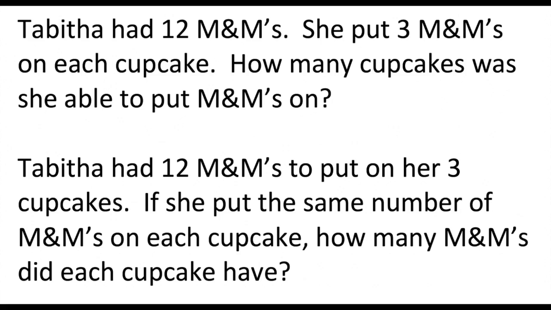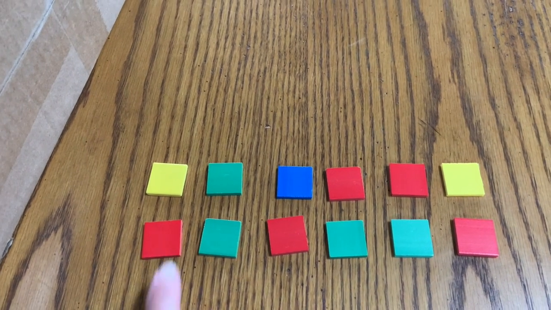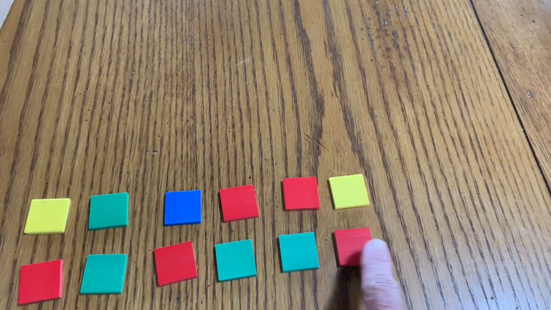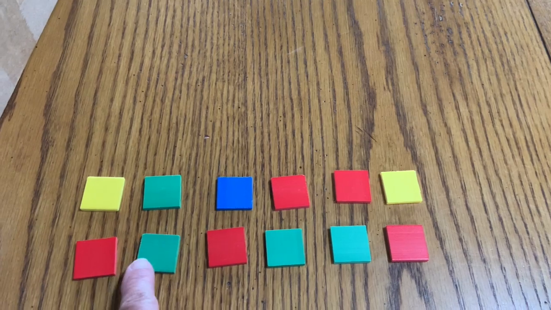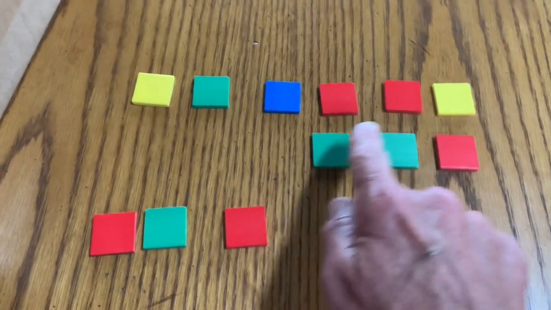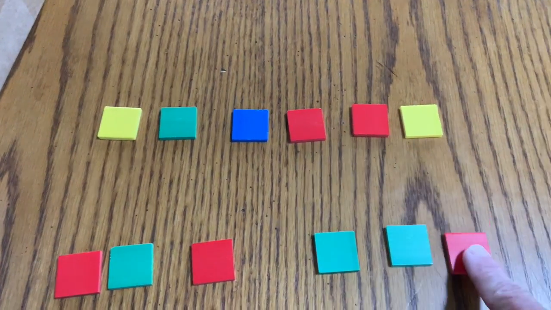Take a look at these two problems that most adults would think about as division problems. For many kids, the first problem lends itself to thinking about sets of threes. So most kids would count out 12 counters and then put them in sets of three and then count how many groups of three they could make.